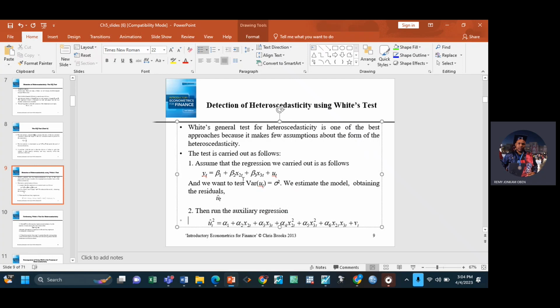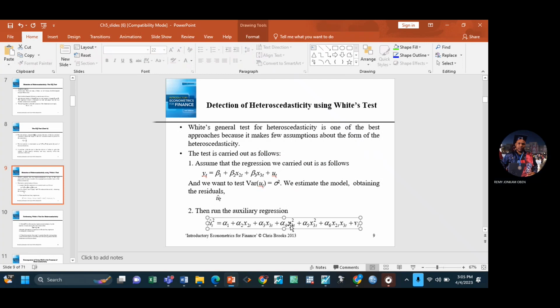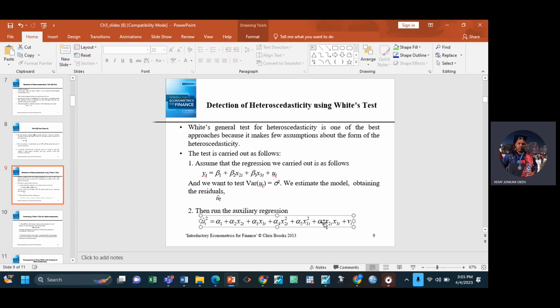If you see here x2, we are still using x2 here, right? If you see here x3, we are still using x3 here, right? If you see here x2 squared, we are squaring this x2. If you see here x3 squared, we are squaring this x3. And if you see here x2 times x3, we are finding the product of both of them. And we have v here, which is the new error term of this auxiliary regression.